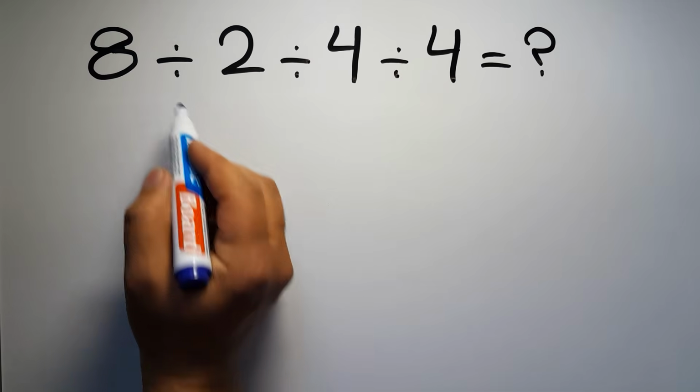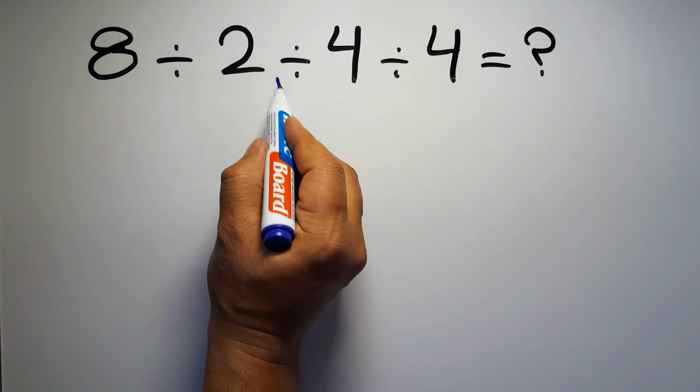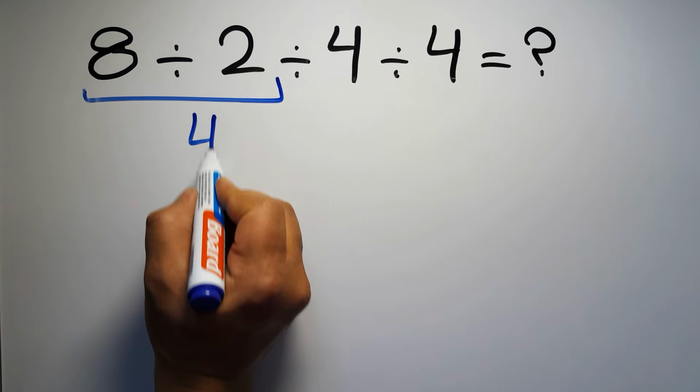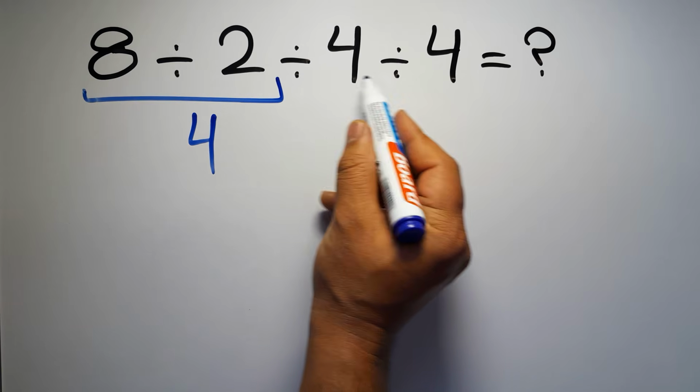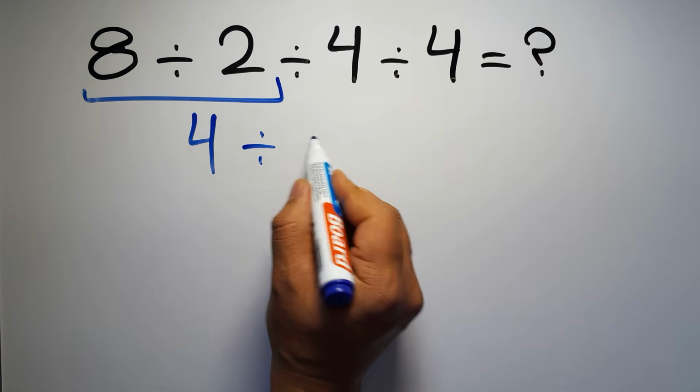So first we have to do this division. 8 divided by 2 equals 4. So we have 4 divided by 4 and again divided by 4.